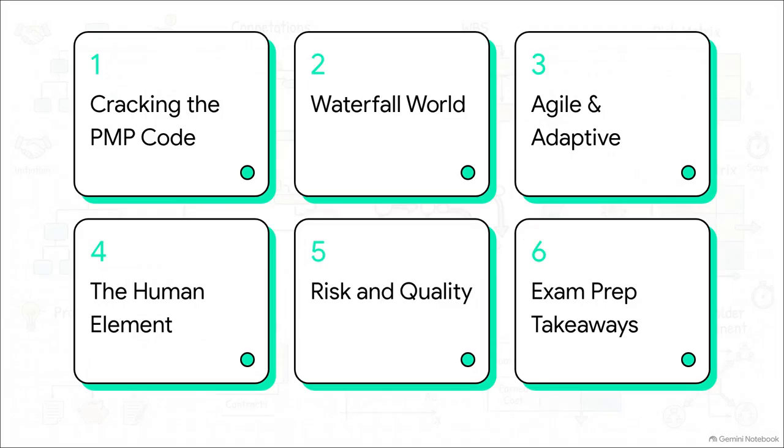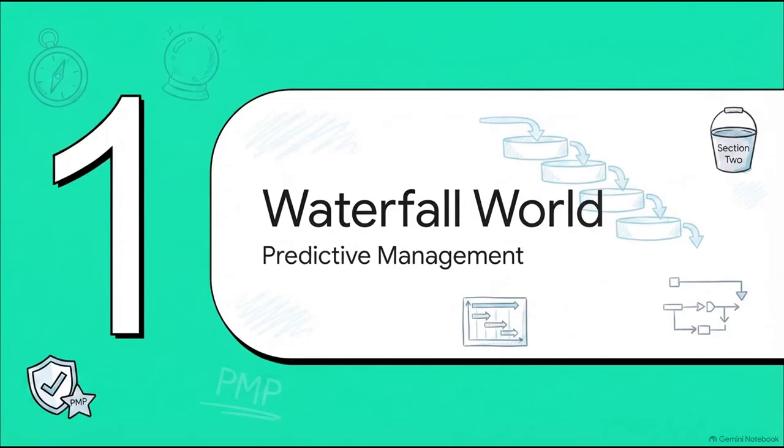To drastically lower your cognitive load, we're abandoning the traditional alphabetical format. Instead, we're grouping these terms into distinct buckets. We've got cracking the PMP code, the traditional waterfall world, the agile and adaptive mindset, navigating the human element, managing risk and quality, and finally, final exam prep takeaways. Let's start with our very first bucket, Section 2, the traditional waterfall world, focusing on predictive project management.